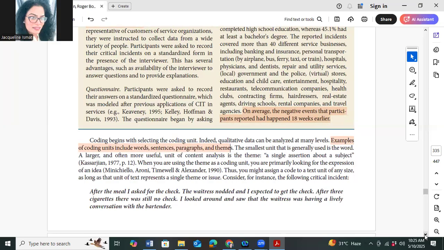Single assertion about the subject. When you are using the theme in a coding unit, you are primarily looking for the expression of an idea. Thus, you might assign a code to a text unit of any size, as long as that unit of text represents a single theme or issue. So we have an example.